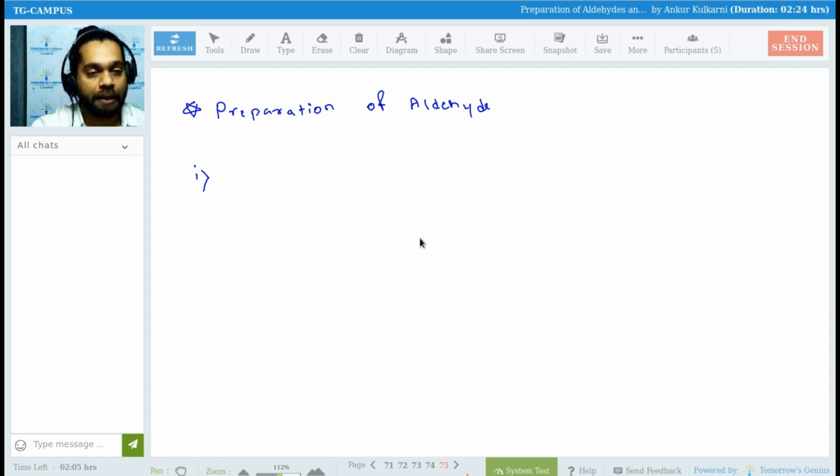For organic chemistry, oxidation means addition of oxygen or removal of hydrogen. And for reduction, write it down opposite. Reduction means addition of hydrogen or removal of oxygen.